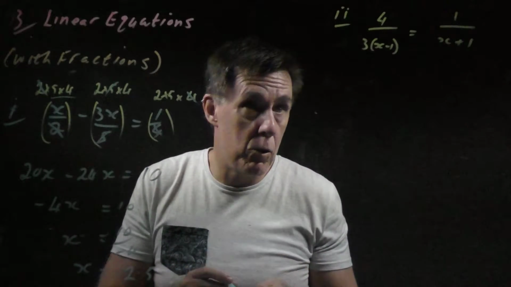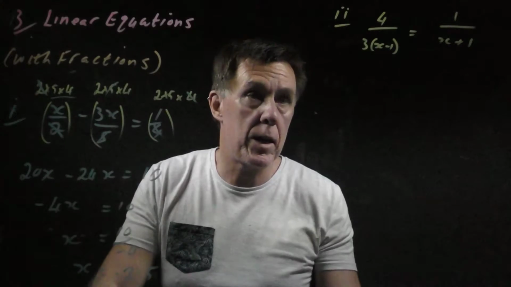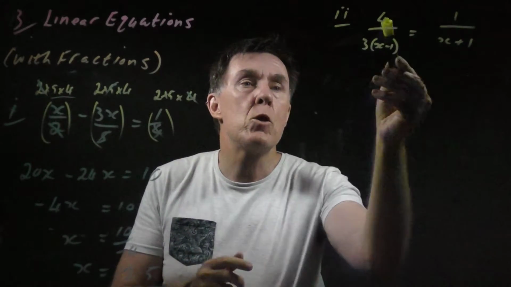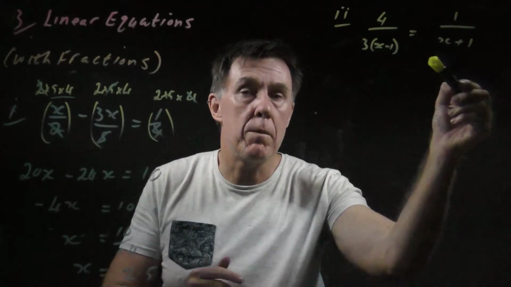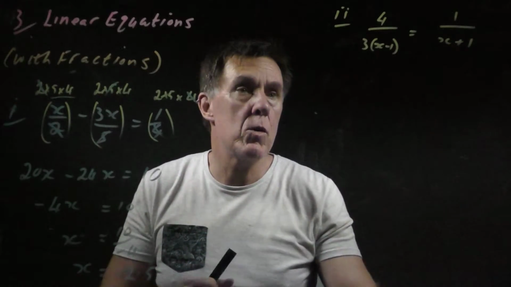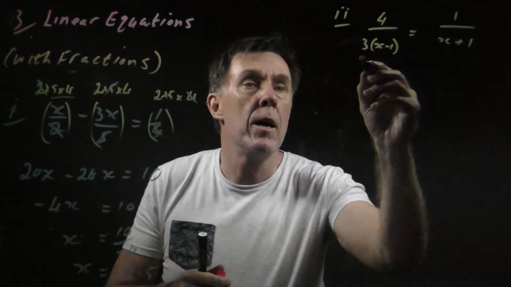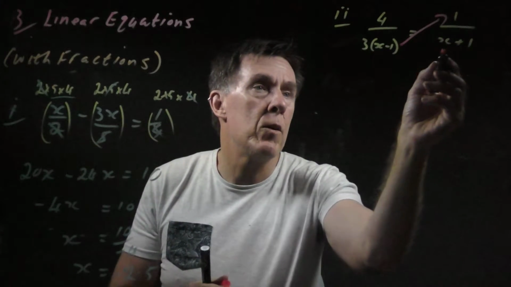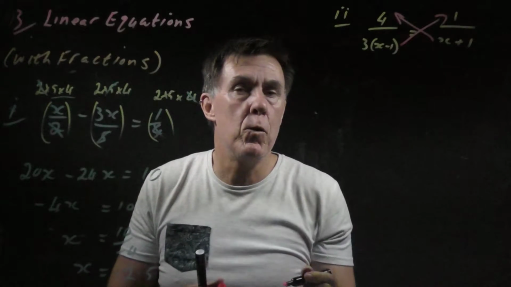Over here, it looks even more messy and scary, but this is actually a more simple problem than the first one. What I have is this term on the left equal to this term on the right. To get around this, all I need to do is cross multiply. The denominator here can come over and multiply the 1. The denominator here can come over and multiply the 4.